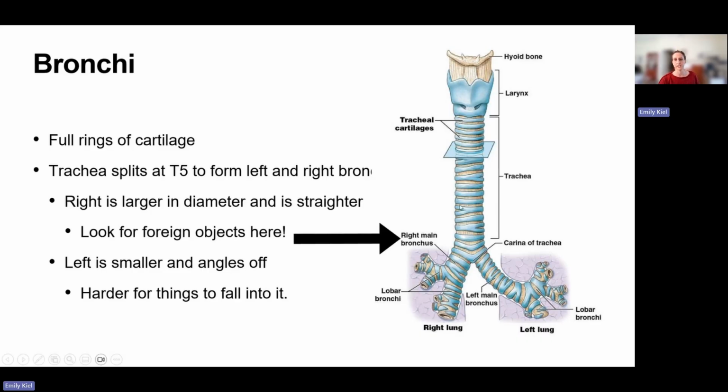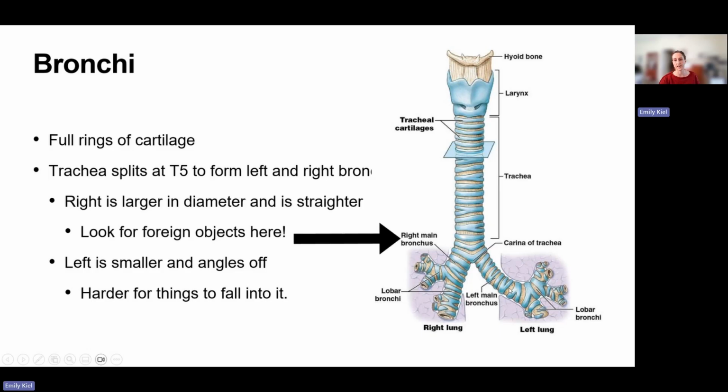This is just a perfect, nice, straight pathway down to where we've got this division. And at that division, it's going to get stuck there. So that's something important to realize in situations of emergency where things might get stuck. The left, we said, is smaller and angles off, and because of that, it's a lot harder for things to fall into it. I do want to point out here, it's very important to know about the carina.